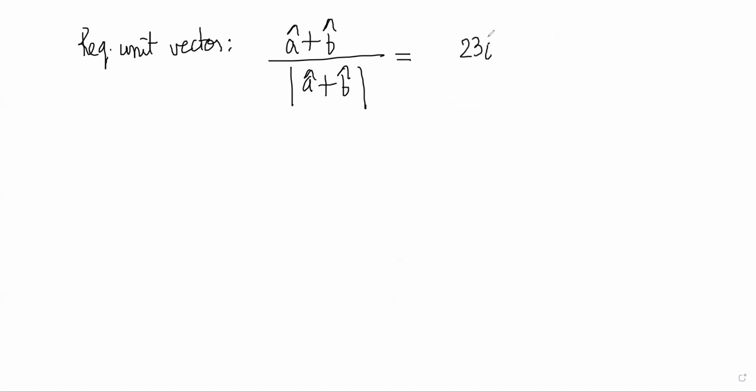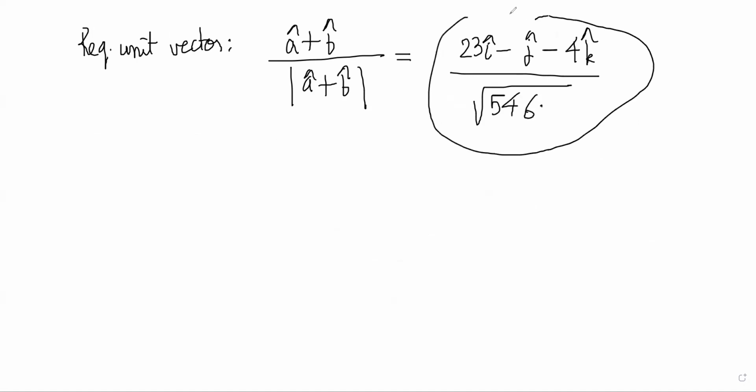23I minus J minus 4K divided by root over 546. Now, what I can do is check whether this vector makes the same angle with A vector and B vector. In order to prove that this vector is a bisector, I can check the dot product of this vector with A and this vector with B.